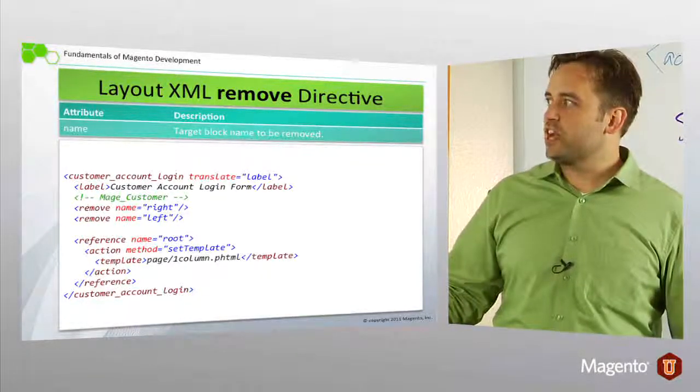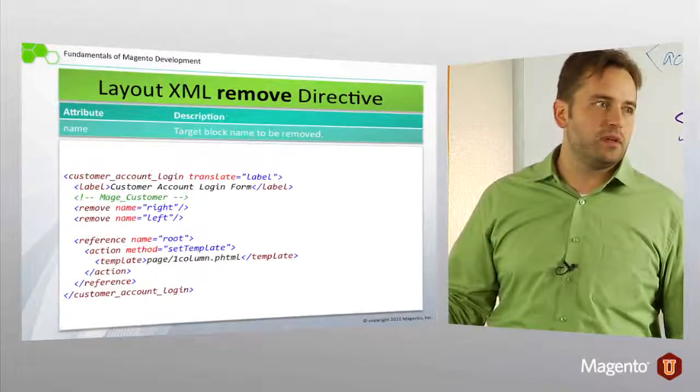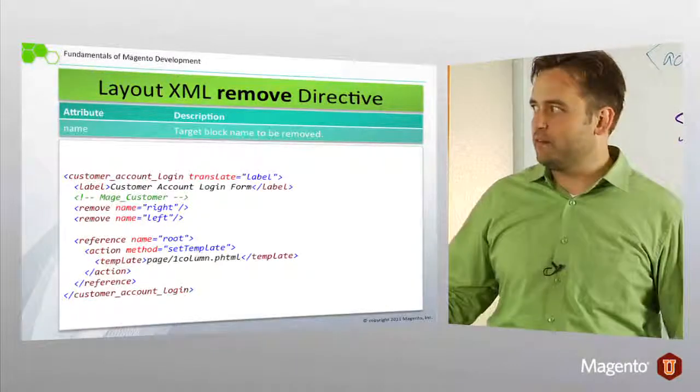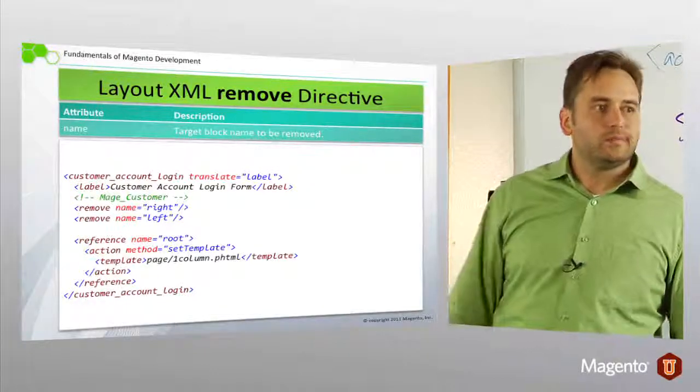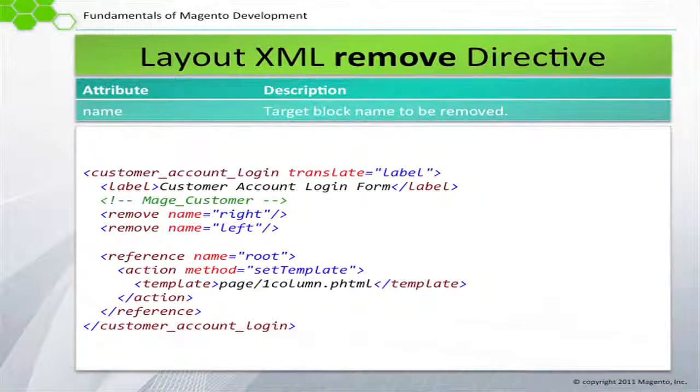But because this is actually declared in customer.xml, in our local.xml we'd have no way of adding these back for the customer account login route. So if we actually wanted those in there, then we have no choice but to override customer.xml, because once remove is set, it can't be unset.